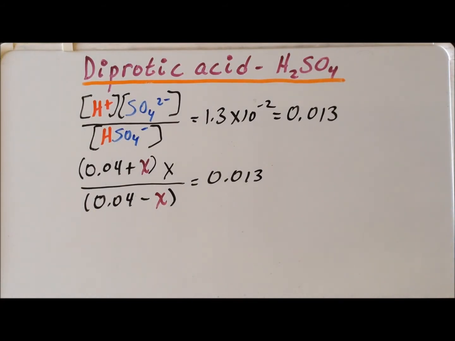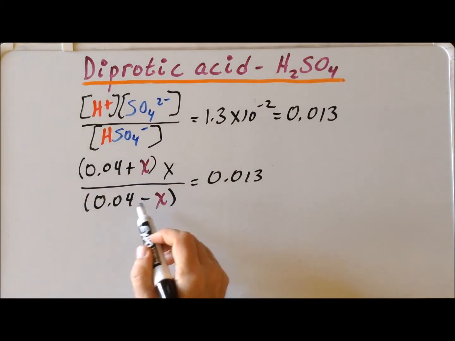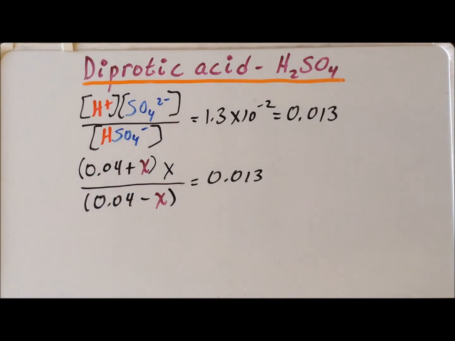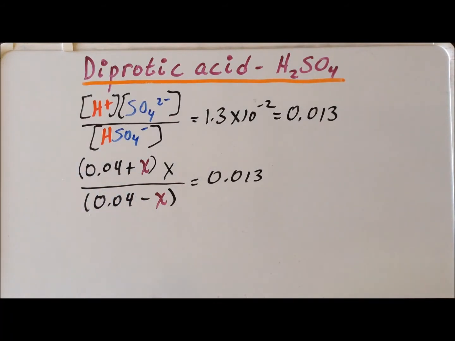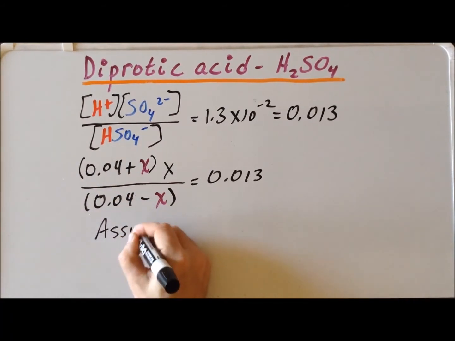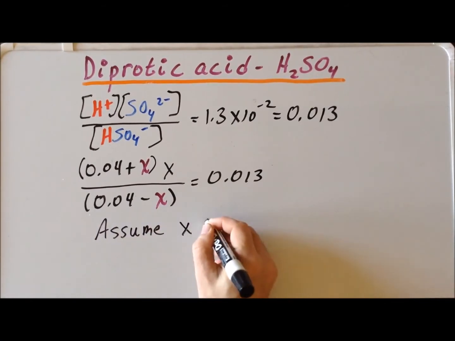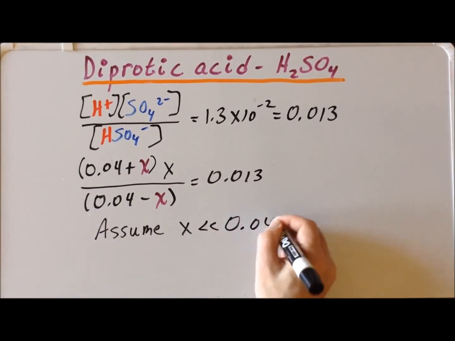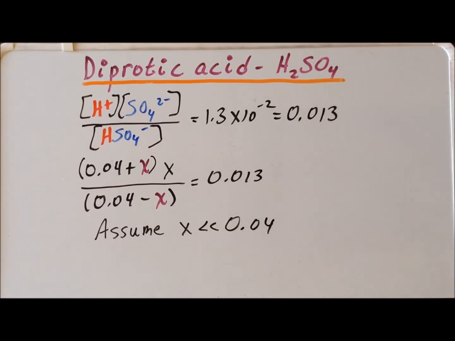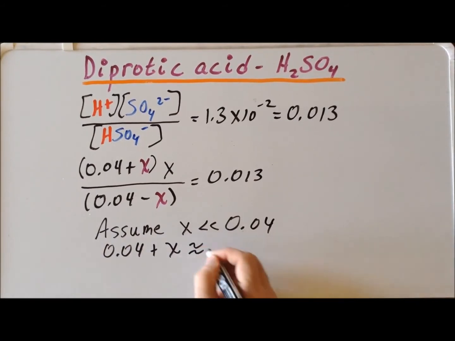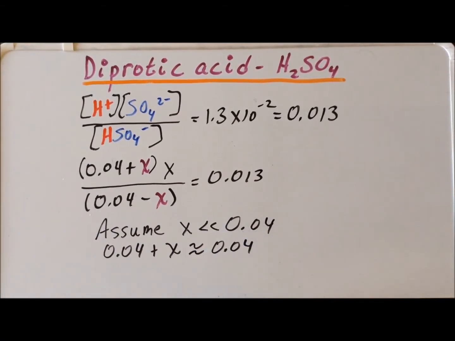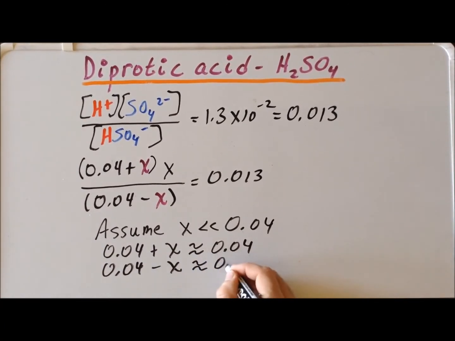So now let's attempt our common trick. To make life easier, if we could assume x is small relative to 0.04, then we'd be able to omit it from the left and the bottom expressions. So let's assume that x is much smaller than 0.04. If we do that, that means that 0.04 plus x is basically equal to 0.04, and 0.04 minus x is equal to 0.04.